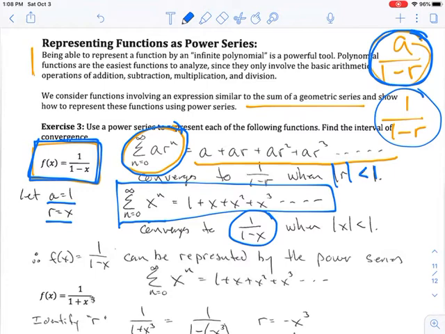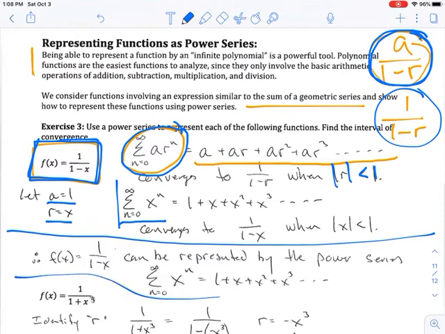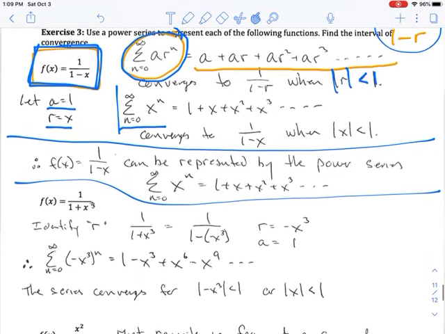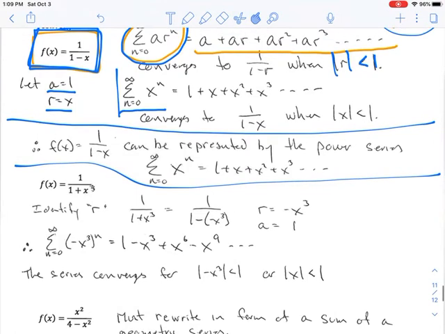And so the next one, the sum of the geometric series. Now, f of x is equal to 1 over 1 plus x cubed. So a is equal to 1, which I have written right here. A is equal to 1.